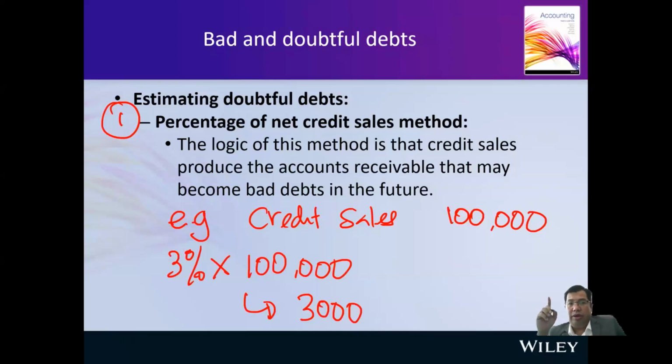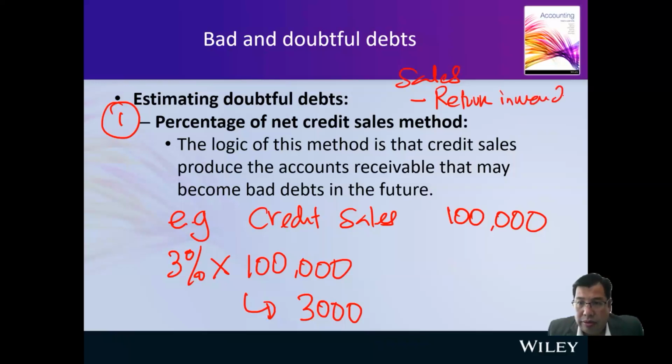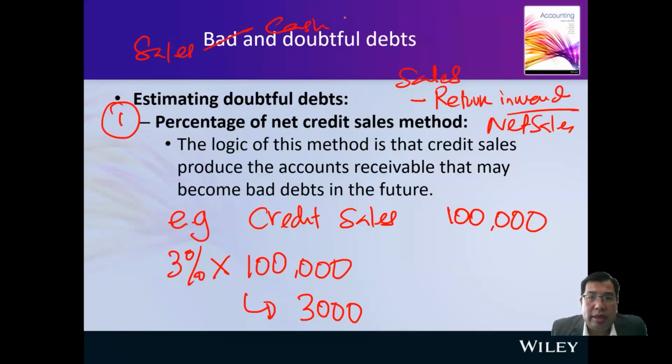Based on the percentage of net credit sales. Net credit sales means sales minus your returns, sales return or return inward. So that is your net sales. Sales, we have two types. First is your cash sales. We don't count this because we already calculate this. The second one is credit sales. Credit sales will affect your account receivable.